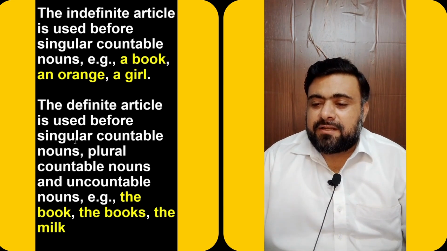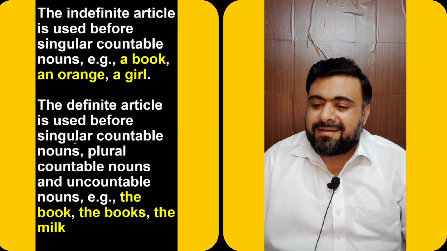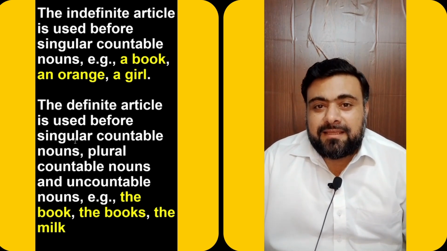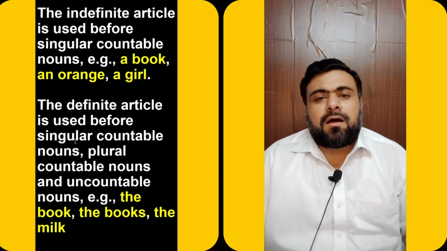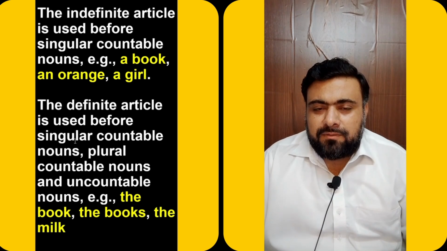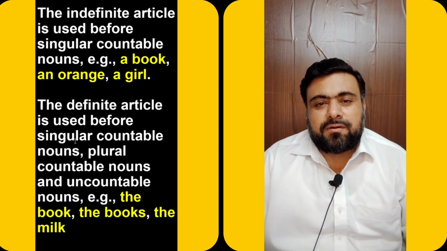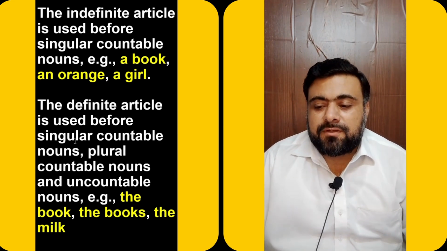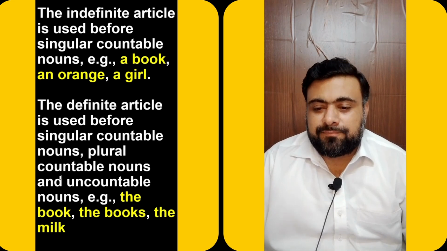The definite article is used before singular countable nouns, plural countable nouns, and uncountable nouns. The definite article the is used before a singular countable noun, a plural countable noun, or an uncountable noun. For example, the book, it is a singular countable noun. The books, plural countable noun. The milk, it is an uncountable noun.